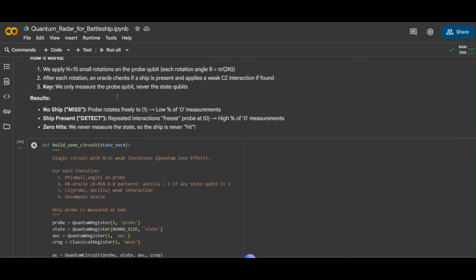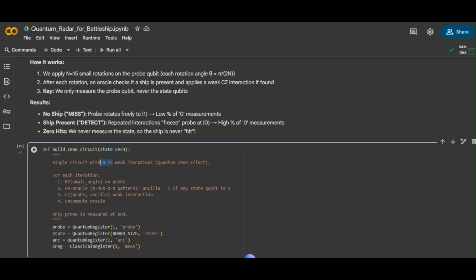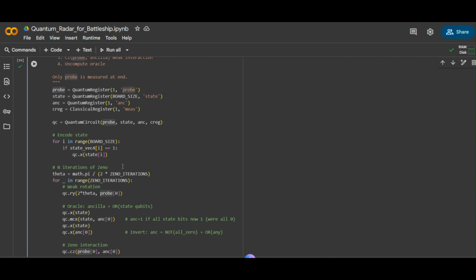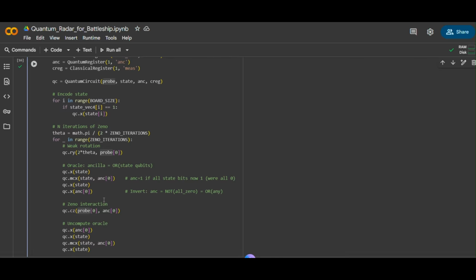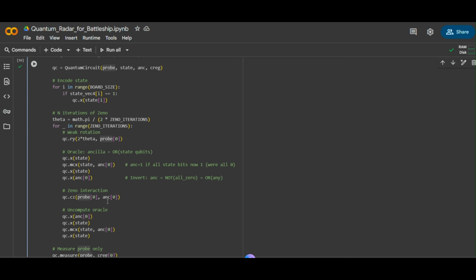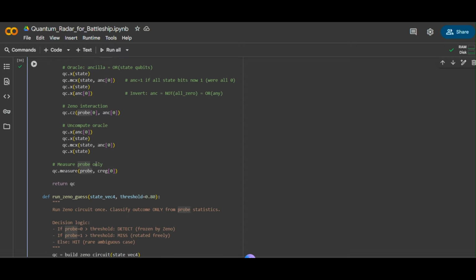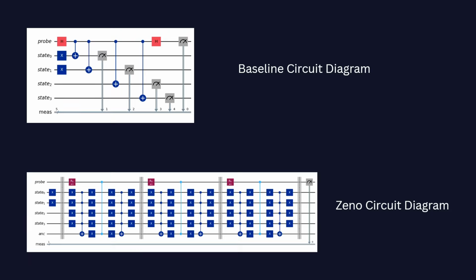Here is the code for the Zeno circuit, and here we build the circuit for the 15 iterations, and we have the weak rotation Ry, the oracle check, and the CZ interaction. But here is the most important part. Look at the very end of the function, the QC measure. We only measure the probe qubit. The state qubit that represents the ship is never measured. This is the key to our entire interaction-free strategy.